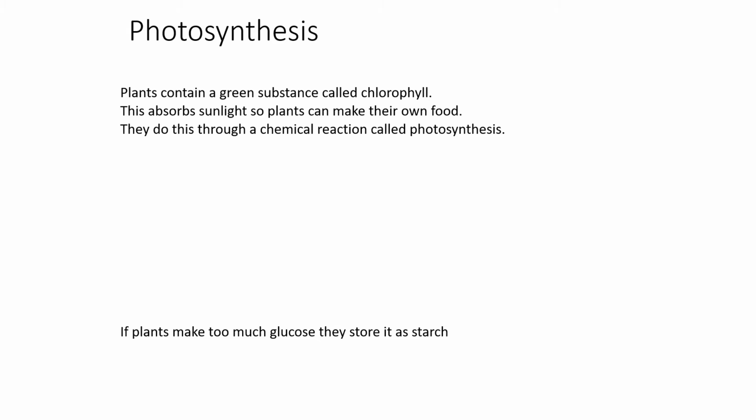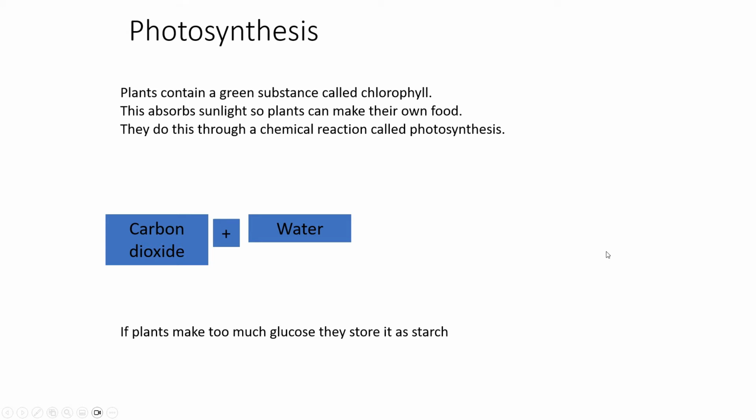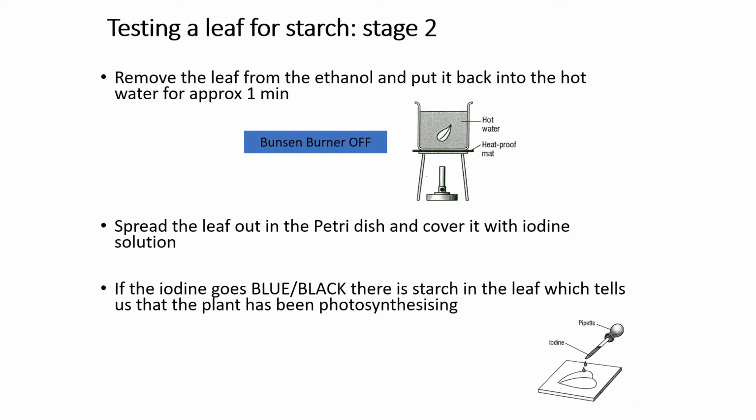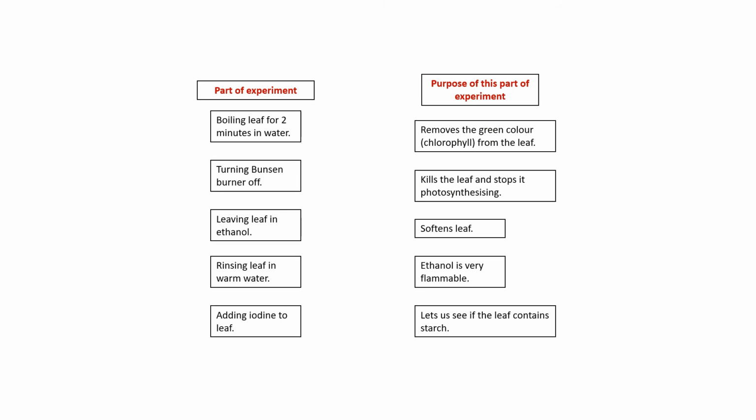Okay, and then you should know plants contain a green substance called chlorophyll, which absorbs sunlight so plants can make their own food. And it's stored as starch. So testing a leaf for starch, then you remove it. You can then put it back in the hot water to soften it up, and then you spread it out, cover it with iodine, and if the iodine goes blue-black, there is starch in the leaf. That tells us that the plant has been photosynthesizing.